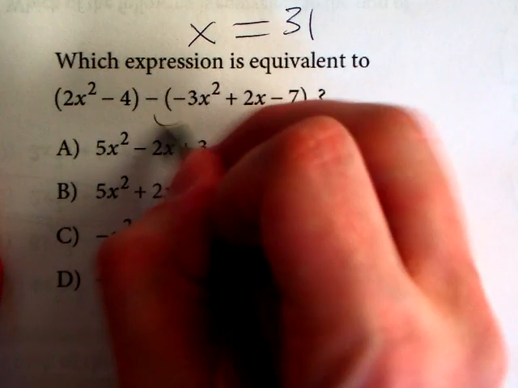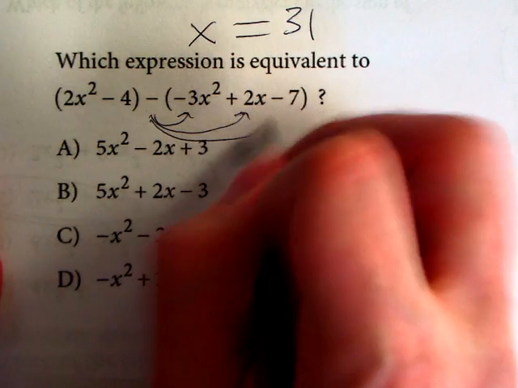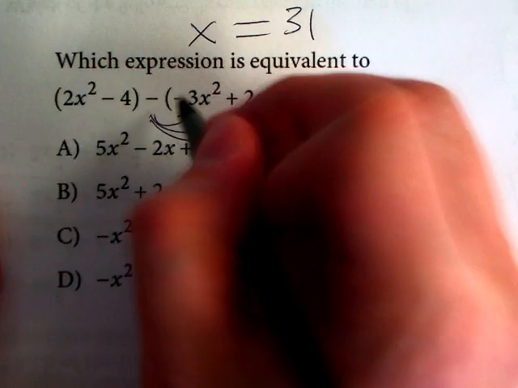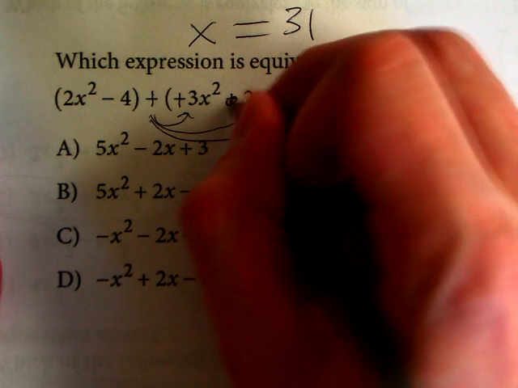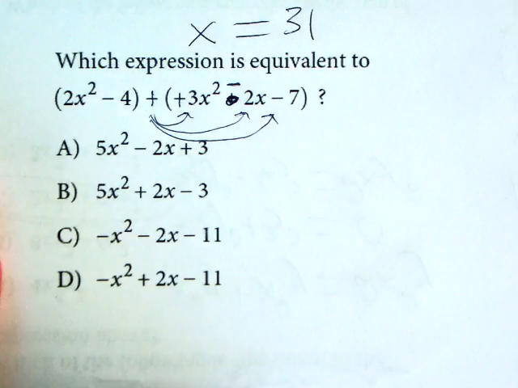Next up, first step, distribute the negative. This minus becomes a plus. This plus becomes a minus. And this minus becomes a plus. Let's add each term individually.